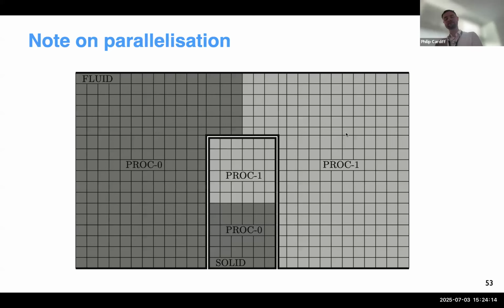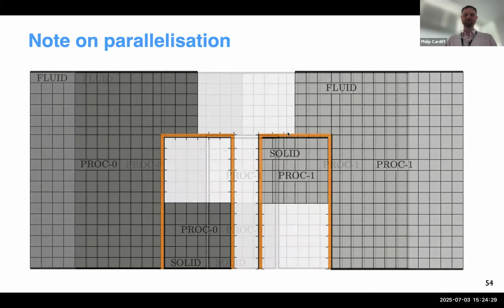The problem is the fluid domain is decomposed independently of the solid. So processor one might get this part of the fluid and this part of the solid. So if you need to transfer something across the interface, you need to find the right information. The easiest way to do it was this global patch, but there are other ways to do it.